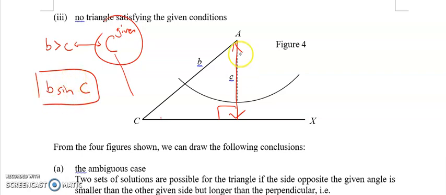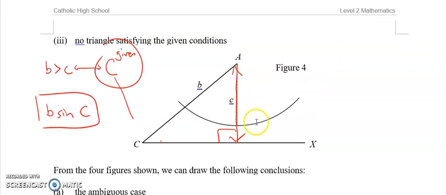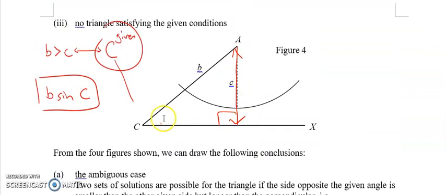How do we get this B sine C? If you look at this right angle triangle, you recall our sine rule. Actually, if you recall our SOH CAH TOA, there's no need for the sine rule because it's a right angle. So if you use SOH CAH TOA, our sine of C will be equal to opposite over hypotenuse.